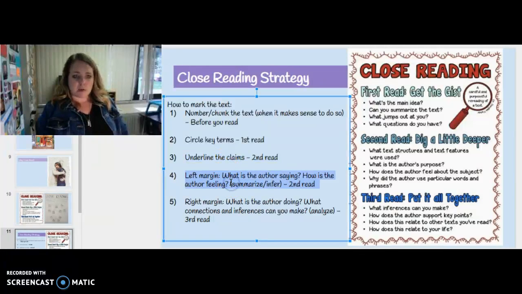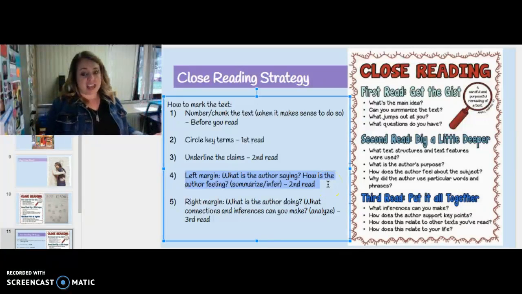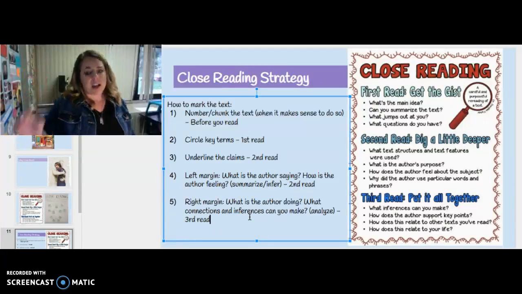The next thing we're going to do is look specifically at writing some notes about what we feel like the author is saying. And if you do that all on the same side of your article, like on the left margin, then that can be really helpful. And then the last thing is paying attention to what the author is doing and what connections and inferences you can make. That's where the analysis piece really comes in.